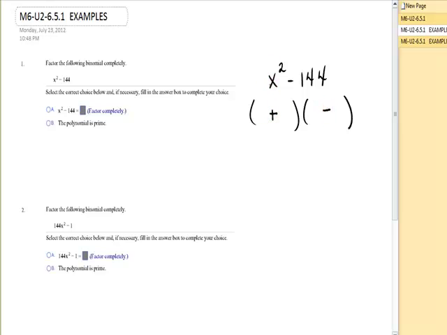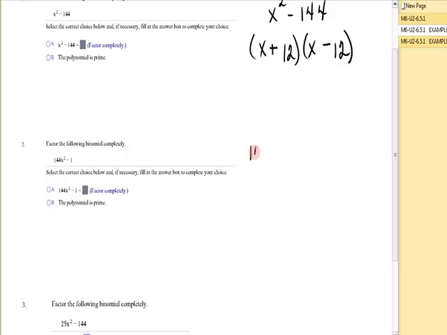What times what gives you x squared? X times x. What times itself gives you 144? 12 times 12. You could check it. Product of the first is x squared. Outer and inner cancel. Product of the last, positive times negative, is negative 144.